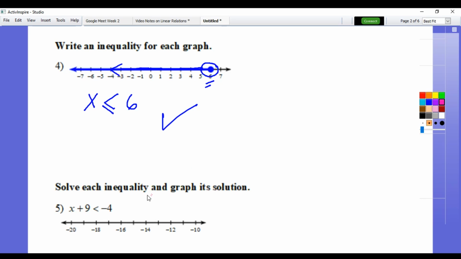Number 5, solve each inequality and graph its solution. x plus 9 is less than -4. So I'm going to subtract 9 here, subtract 9 there. That will give me x is less than -13. So that is my solution. When I graph it, -13 is right here. That's open because there's no line here, and it's pointing to the left. Okay.